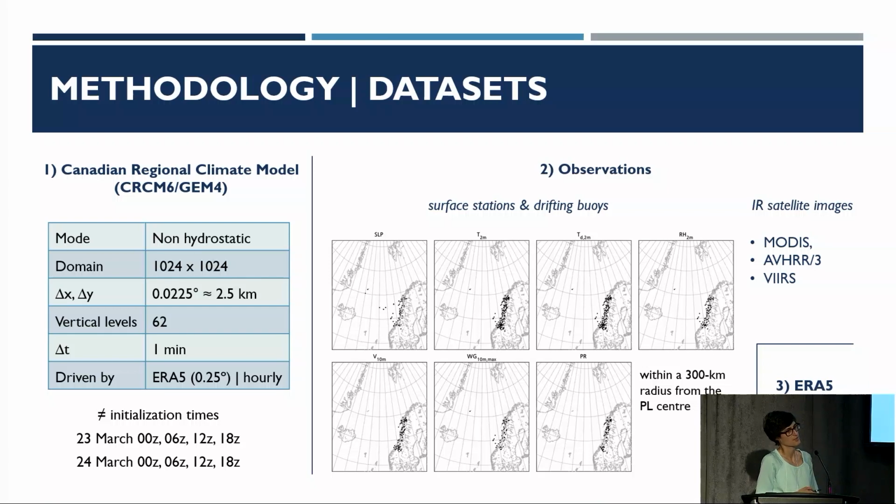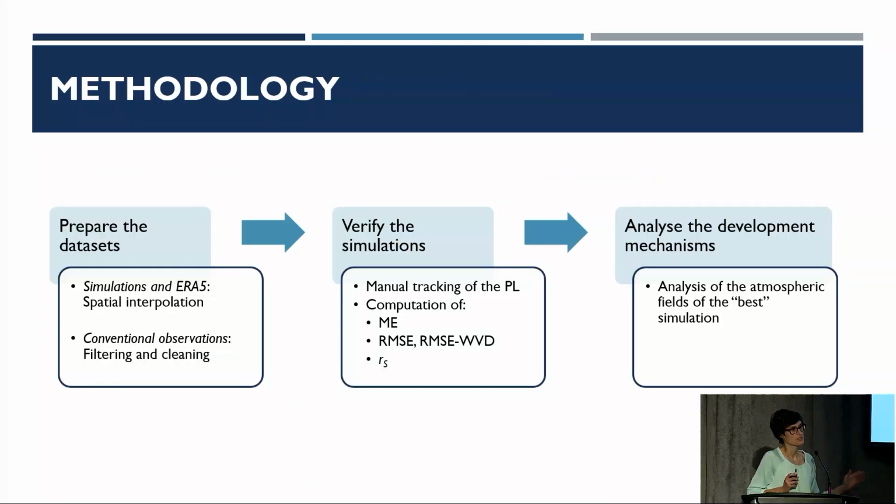And I also use infrared satellite images from MODIS, AVHRR, and VIIRS, and also finally, of course, I use ERA5. So the methodology seems quite simple. First I had to prepare the data sets. I had to interpolate the variables from the model grid to the observation points. And I used bilinear interpolation for noisy variables and bicubic interpolation for smooth variables. And for the conventional observations, I had to filter them and do some cleaning.